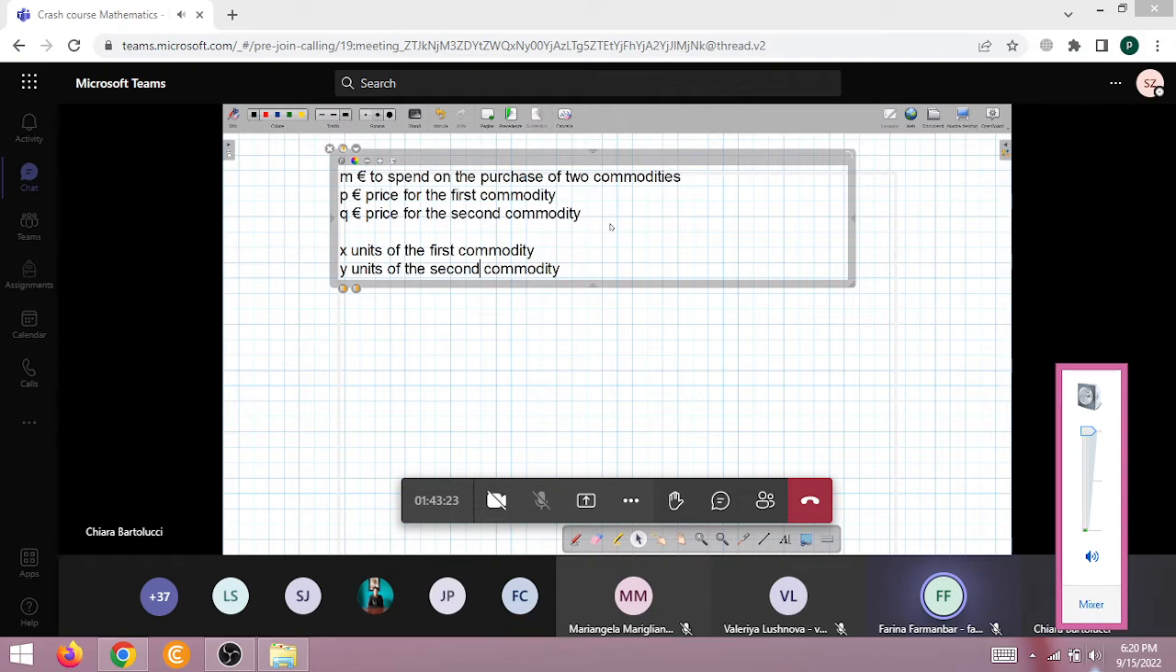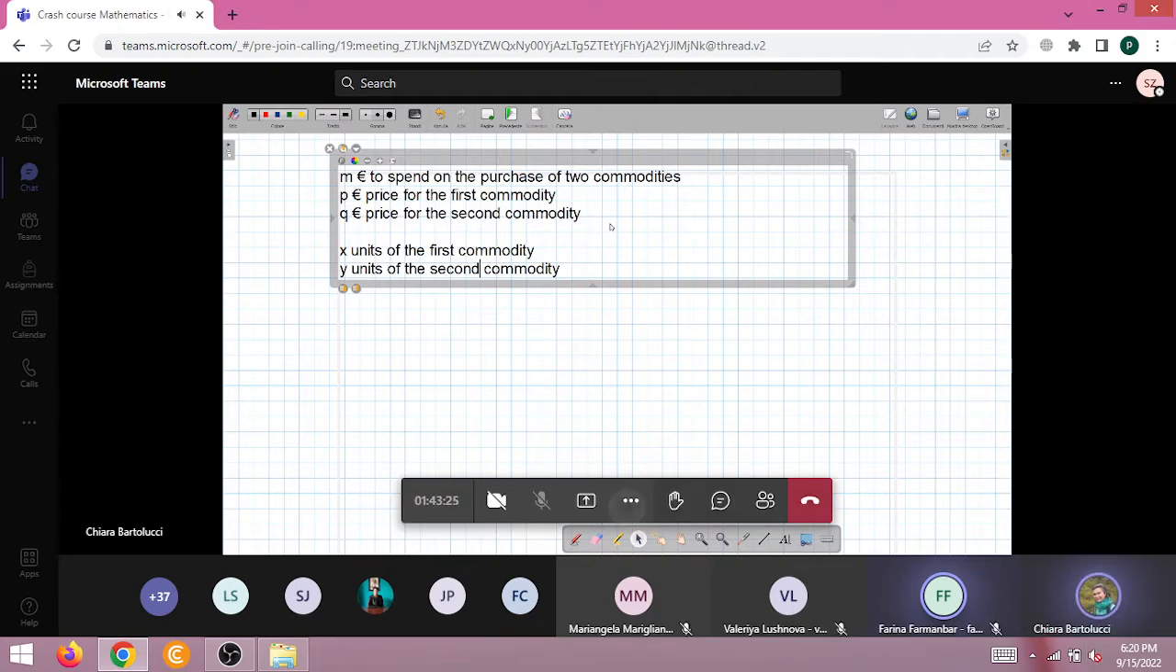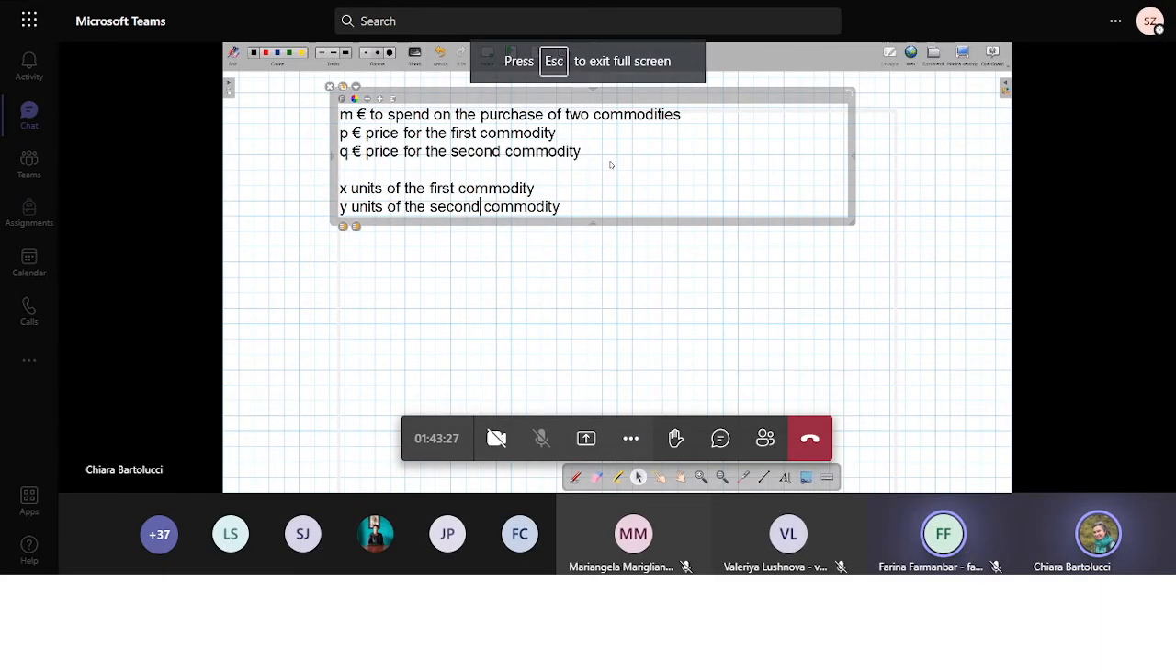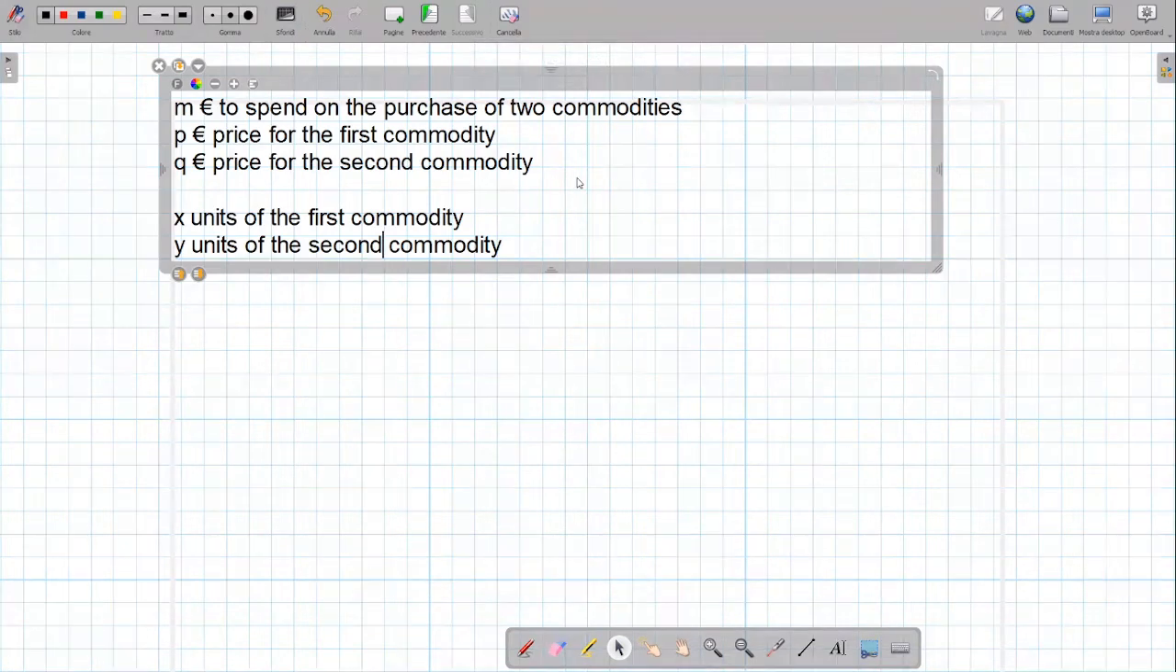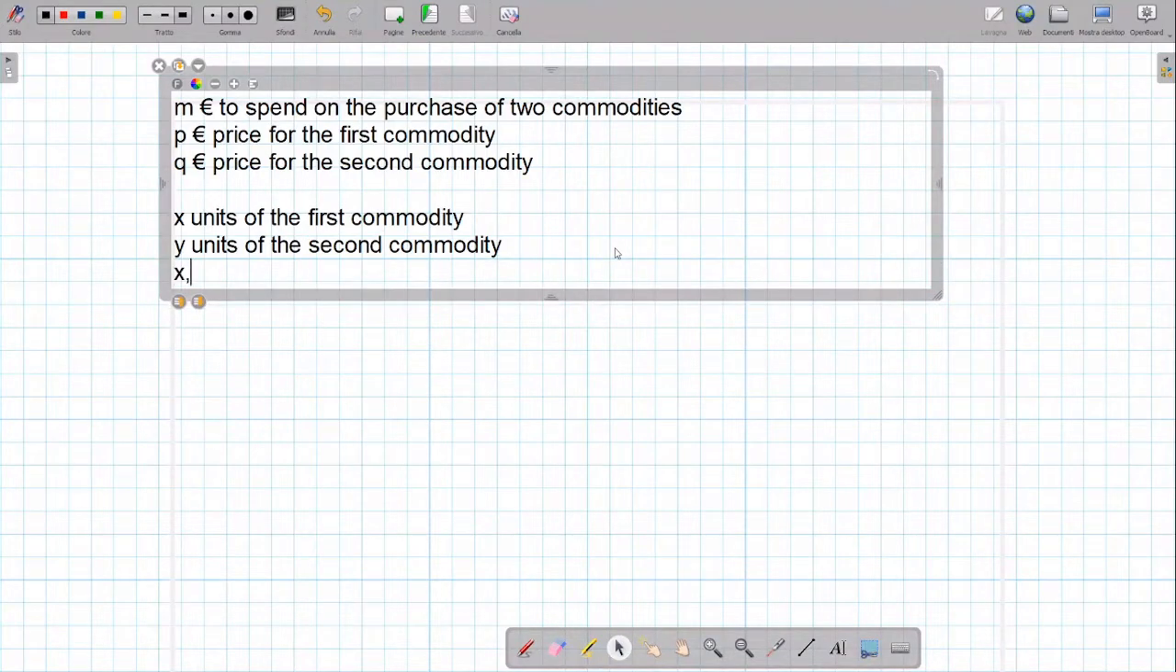So assuming that negative purchases of either commodity are impossible, so we couldn't buy negative quantity, we can just assume that both X and Y should be positive or equal to 0 at least. So we can just say that X and Y should be greater or equal than 0. Okay?